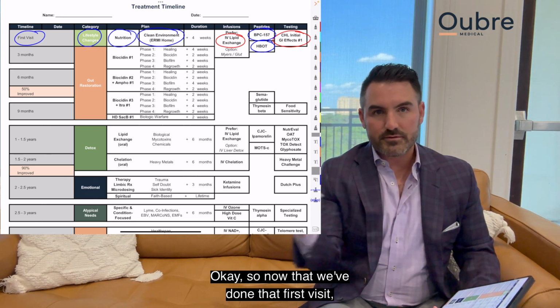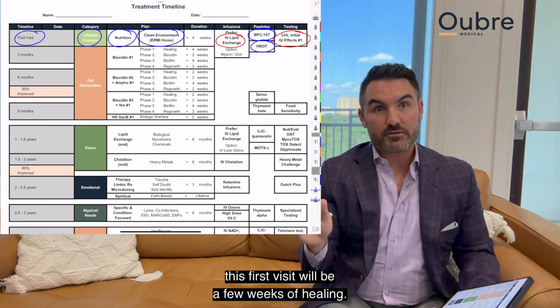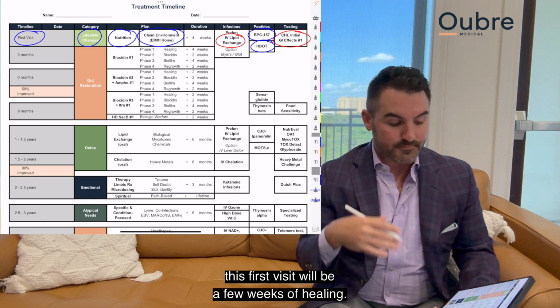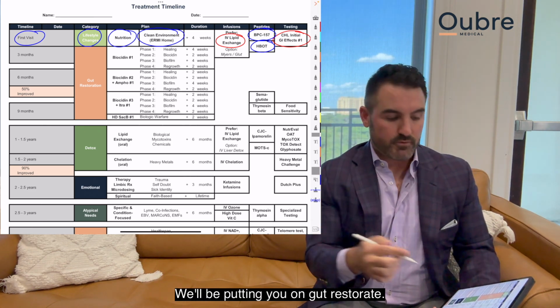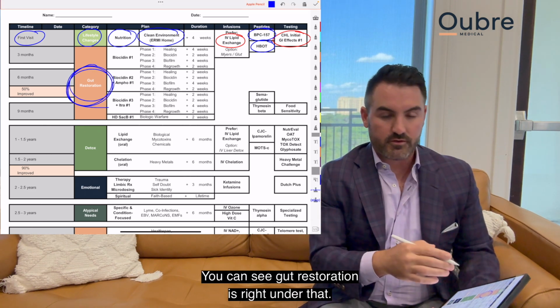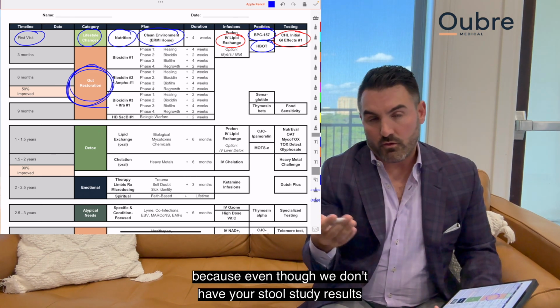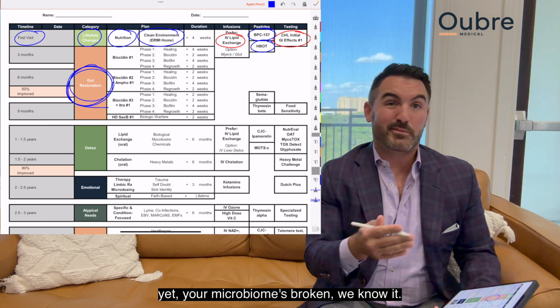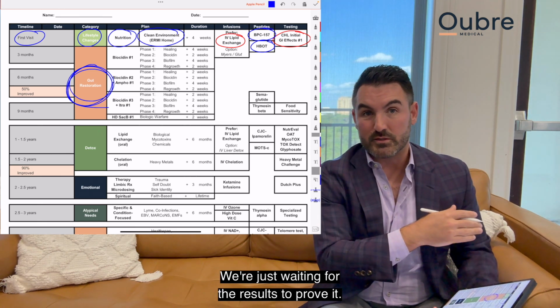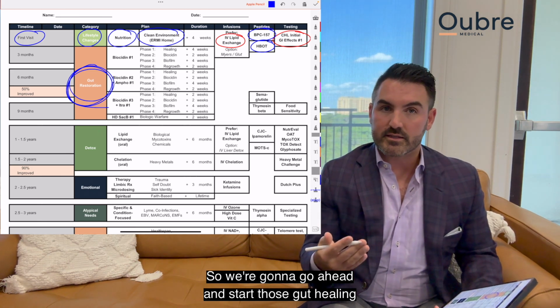Okay, so now that we've done that first visit, this first visit will be a few weeks of healing. We'll be putting you on gut restoration. You can see gut restoration is right under that. We'll be starting some of the gut restoration supplements because even though we don't have your stool study results yet, your microbiome's broken. We know it. We're just waiting for the results to prove it.